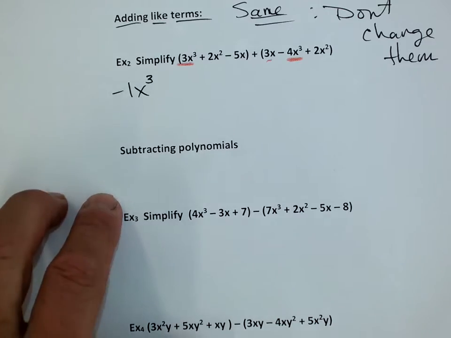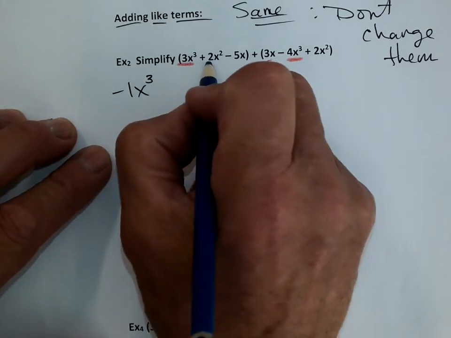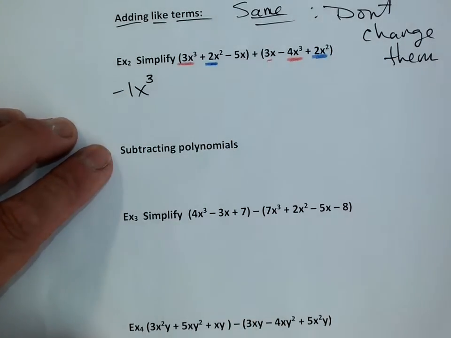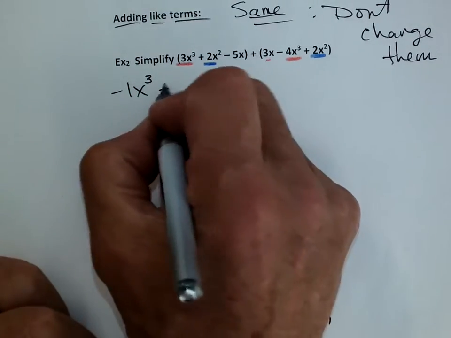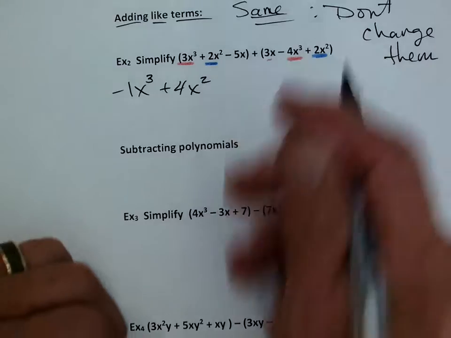Okay, if they're the same, so I've got a 2x squared with a 2x squared, okay? 2x squared plus another 2x squared makes a 4x squared, okay? They're the same. Put them together.